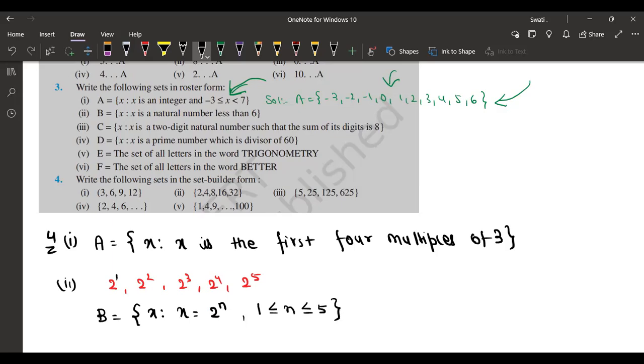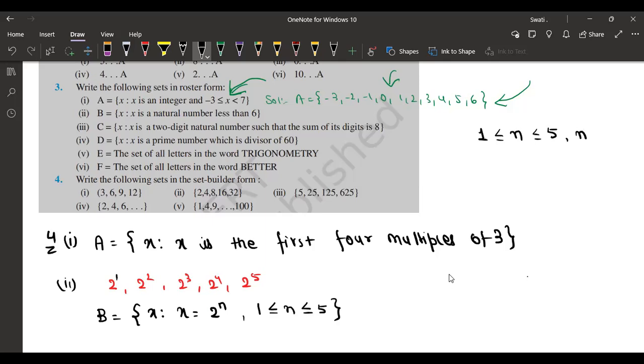B is equal to x such that x equals 2 raised to n, where n is varying from 1 to 5. If you are writing 1 to 5, it also means one thing, right? We know that if we are saying that n is in between 1 to 5, and you do not mention what specifically n is, then you know that between two numbers there are infinitely many numbers. So it is still not very clear.